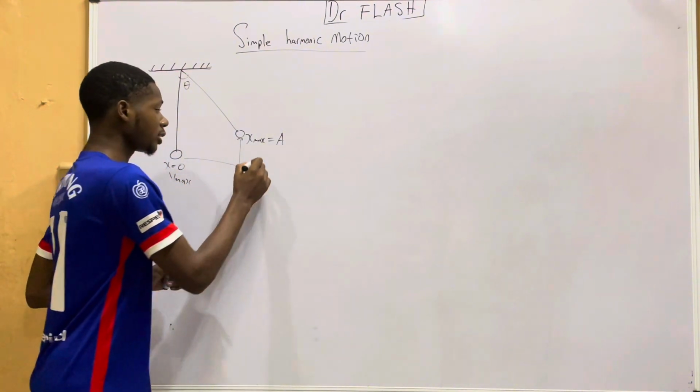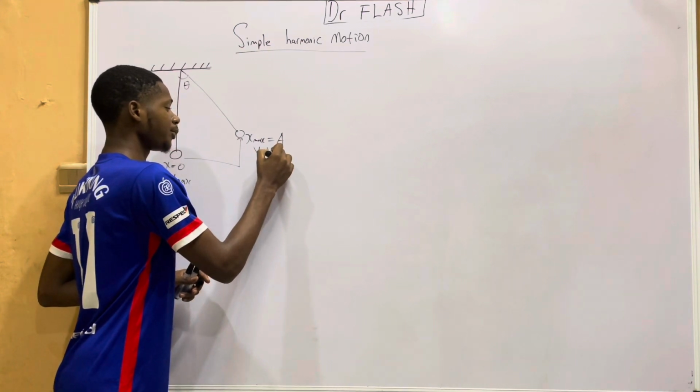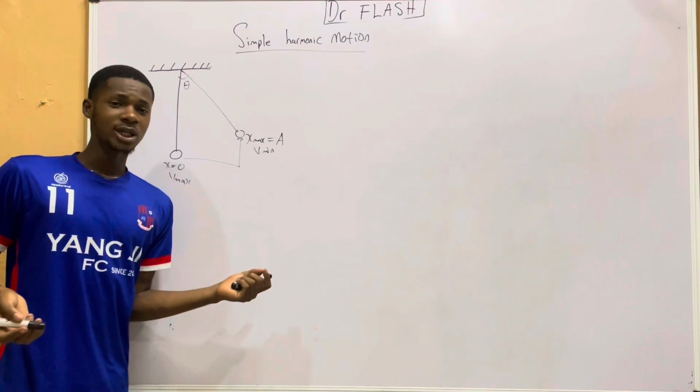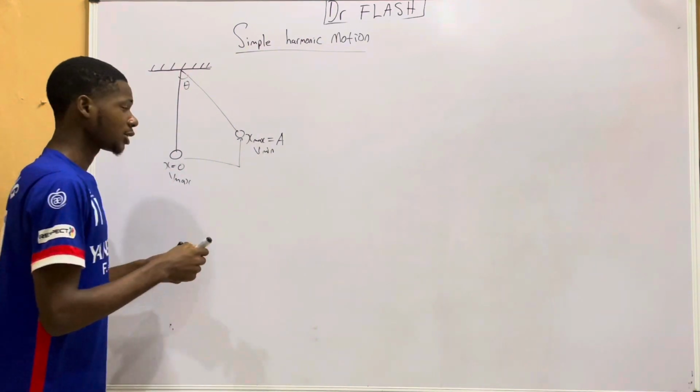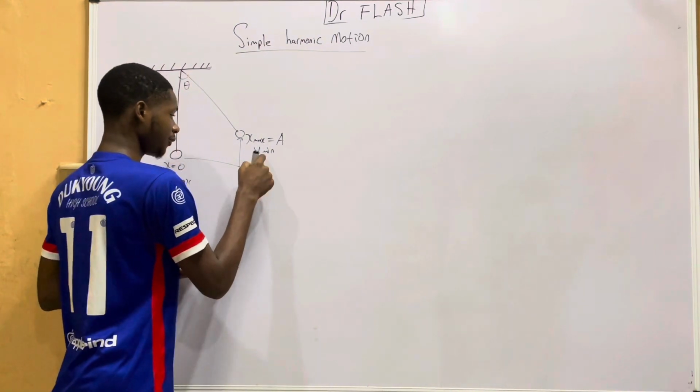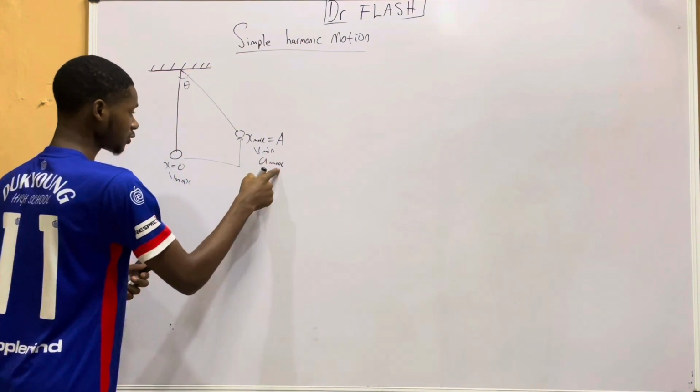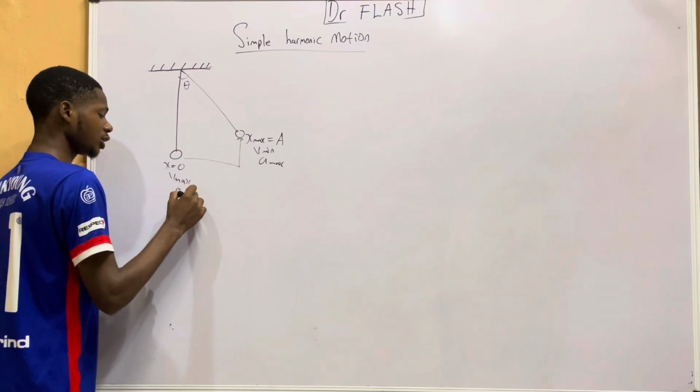So if it is maximum here, then it should be minimum at this point. Okay, so velocity is maximum here and it's a minimum here. How about the acceleration? The acceleration is simply the opposite. So if velocity is minimum here, acceleration should be maximum. Okay, and if acceleration is maximum there, it should be minimum here.